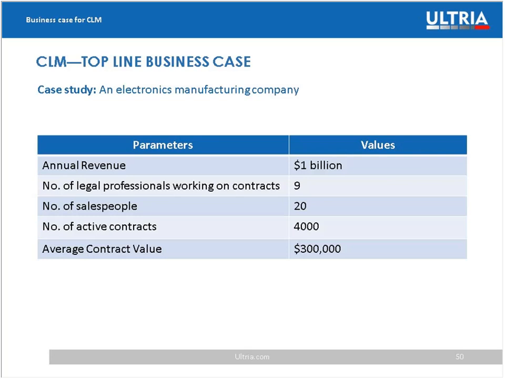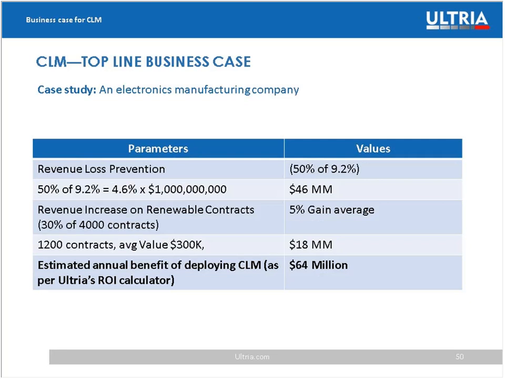So, let's take an organization that's focused on, we'll start on the sales side here. The annual revenue of $1 billion, right? So somebody in the Fortune 650 range. Number of legal professionals working on contracts, 9 people on the legal team, counsel or paralegal. Number of salespeople, 20 folks. Number of active contracts, these are our contracts that are currently being fulfilled, 4,000 contracts. Average value of the contract today, $300,000. We'll start with that as our current as-is statement.